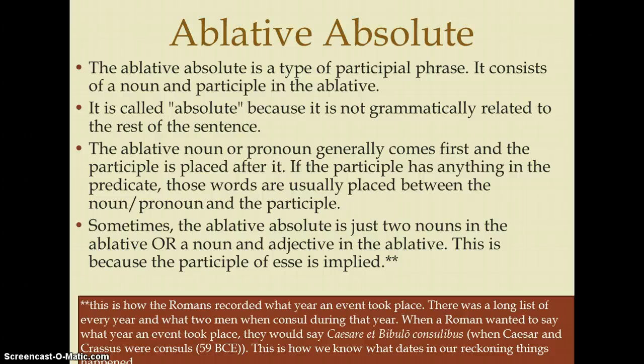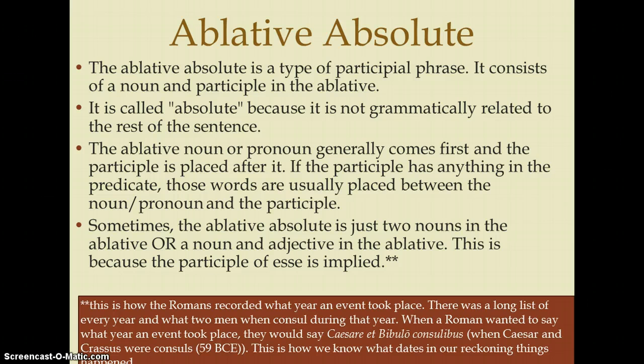The ablative absolute consists of a noun and a participle both in the ablative, so that's the most important part. That's the ablative part of the ablative absolute. The absolute part is called that because the ablative absolute is not grammatically related to the rest of the sentence, okay? So meaning the participle can't be describing the direct object or the nominative, the subject, or anything like that. It's its own little thing.